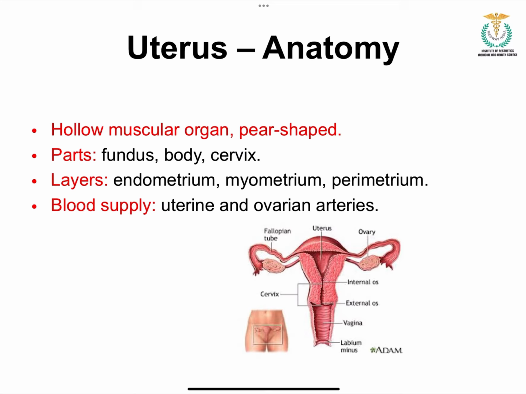So uterus anatomy: it is a hollow muscular organ, pear shaped. There are three parts: fundus, body, and cervix. And there are three layers: endometrium, myometrium, perimetrium. And the blood supply is through the uterine and ovarian arteries. Okay, I guess you have got a clear picture. These are the most important points when it comes to the anatomy. You can see the picture there: the uterus, the parts, the cervix, and the body, etc.